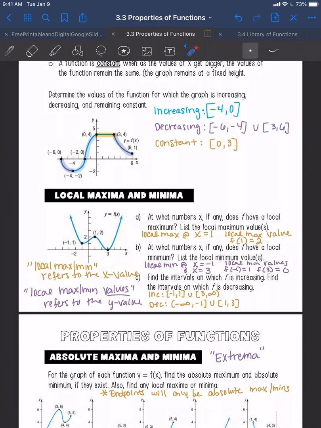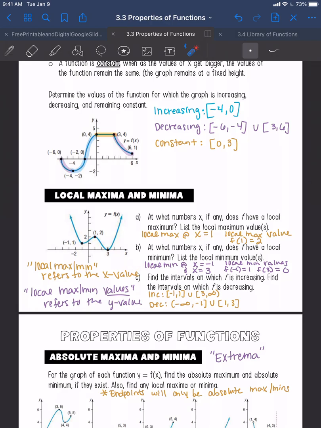Local maxima and minima, that's just plural for maximum and minimum. Part A says at what numbers x, if any, does f have a local maximum, and lists the local maximum values. Those are asking for two different things. When it asks you just to find the max or the min, that's referring to the x value. So at what x value is there a max or a min?